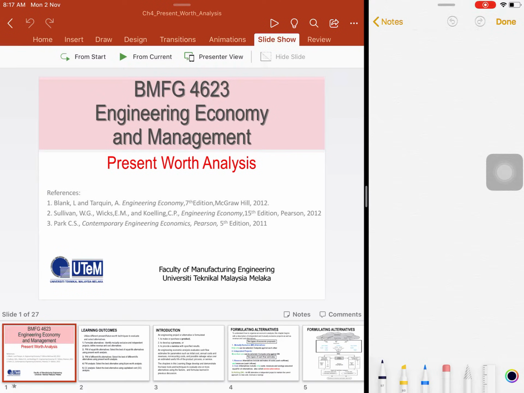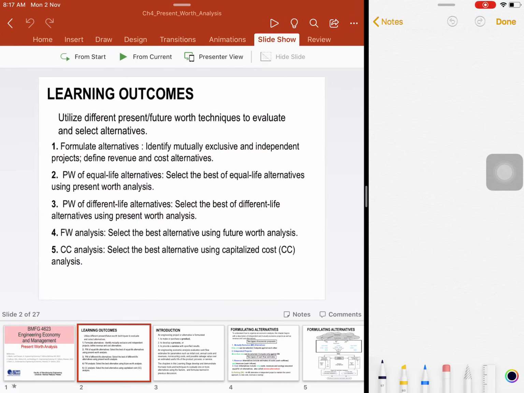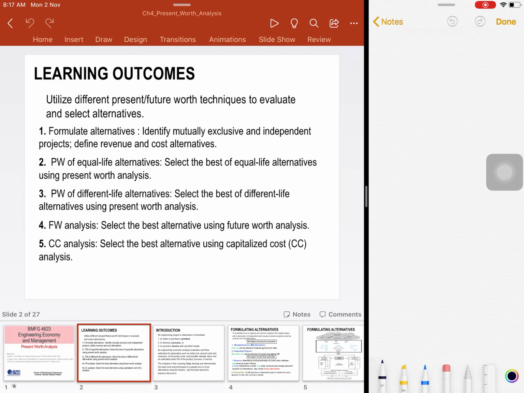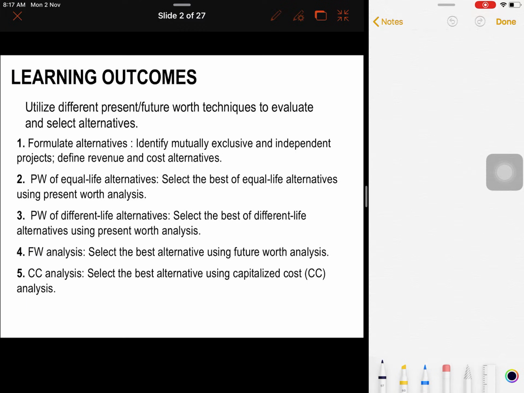Okay, today we would like to talk about BMFG 4623 for chapter Present Worth Analysis. For your information, this is our fourth chapter for engineering economy. So, the learning outcomes for today's chapter is to utilize the different present worth or future worth techniques to evaluate and select alternatives.